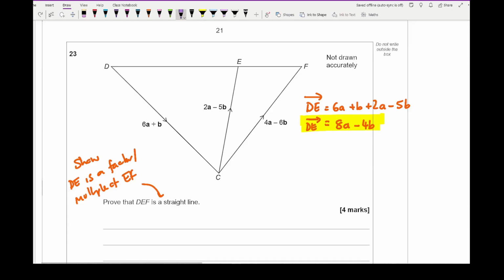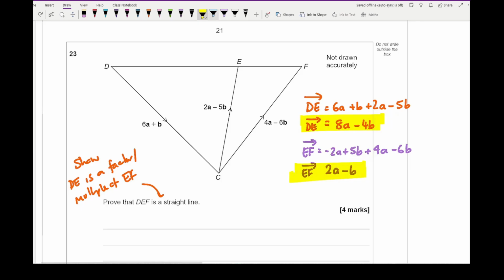Then I need to work out what E to F is. So E to F, I'm going to go against the arrow, so that's minus 2a plus 5b, and then going with the arrow, so I'm adding 4a minus 6b, and then collecting the like terms, I get 2a minus b, and that's what EF equals. So again, let's just highlight that.